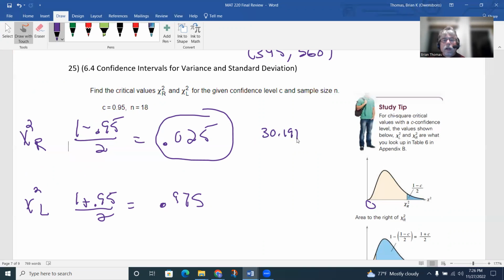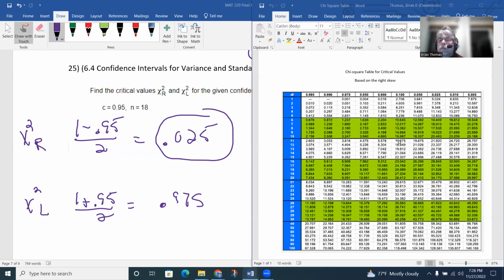30.191, I believe, was that. Let's see if I can find that table again. 0.025, 17. So yeah. And then to do chi-squared L, I have to use the 0.975 as the area, with degrees of freedom 17 there. So chi-squared L is going to be 7.564.